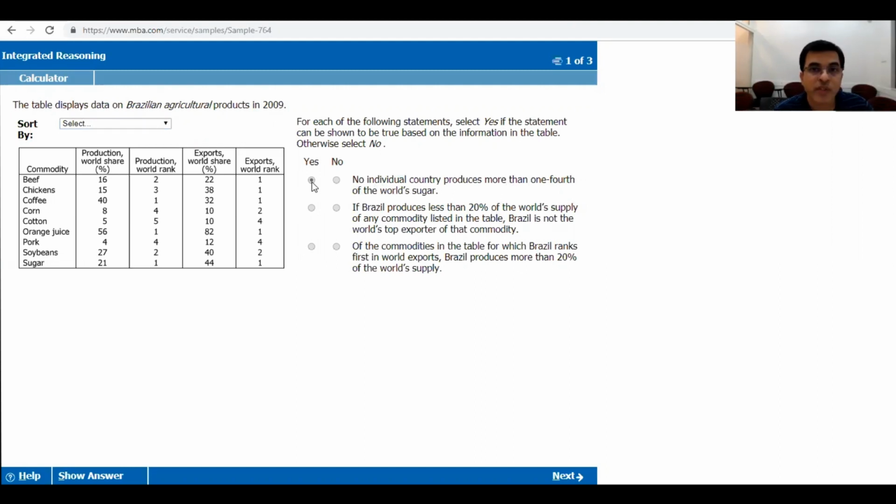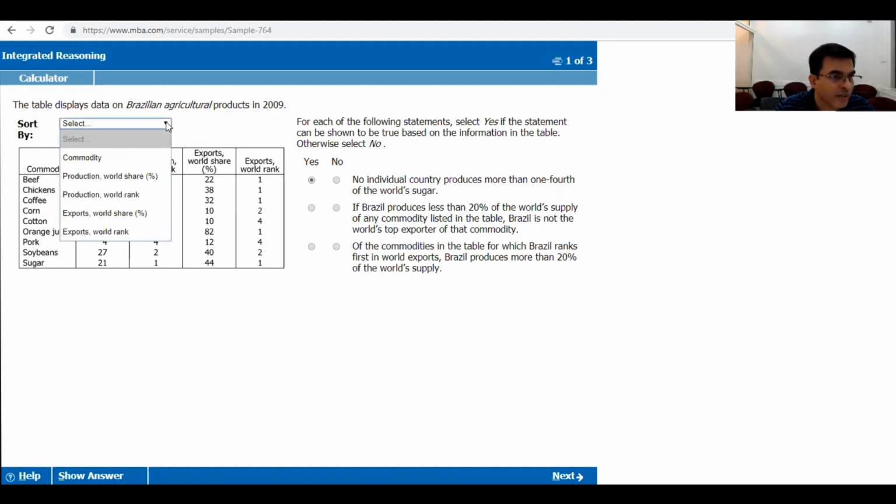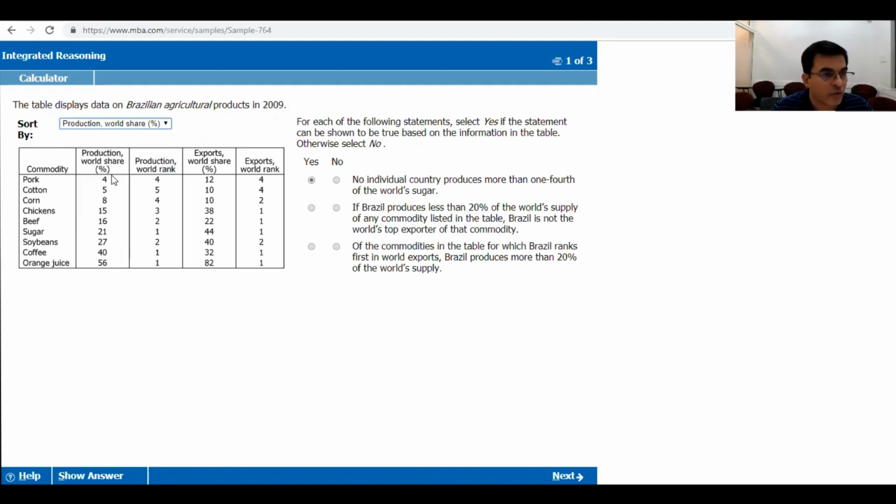Now we have to move to the second statement. The second statement says if Brazil produces less than 20% of the world's supply of any commodity in the table. So here we are talking of, again, produces, and we are talking of 20%. So we need to sort by production world share. Once we sort, it has sorted this in ascending order. We are dealing with less than 20%. So basically, this is where we will stop.